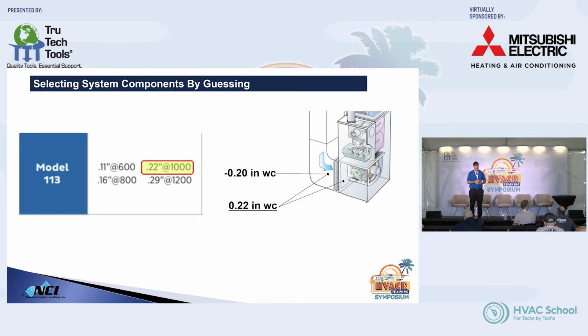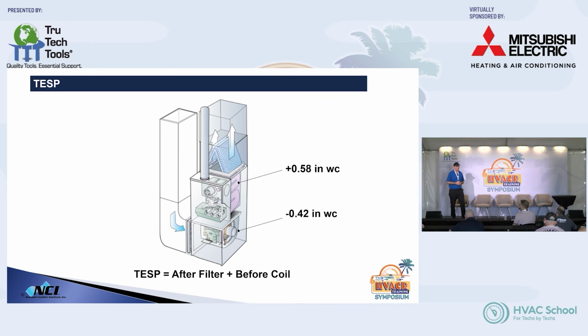So we add those together. Once again, our return duct pressure is 0.2, and our filter pressure drop is 0.22. So solve for that, add them together, and we have a 0.42 pressure drop. Our after-filter pressure is 0.42. So this situation is just guessing. What happens when we just arbitrarily select components? 0.42 after filter. And now we look at, what are we doing here? We're adding our before-coil pressure and we're adding our after-filter pressure.